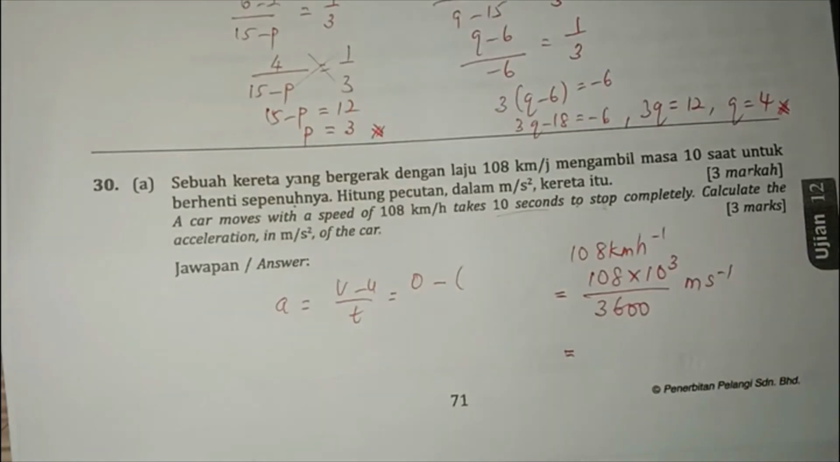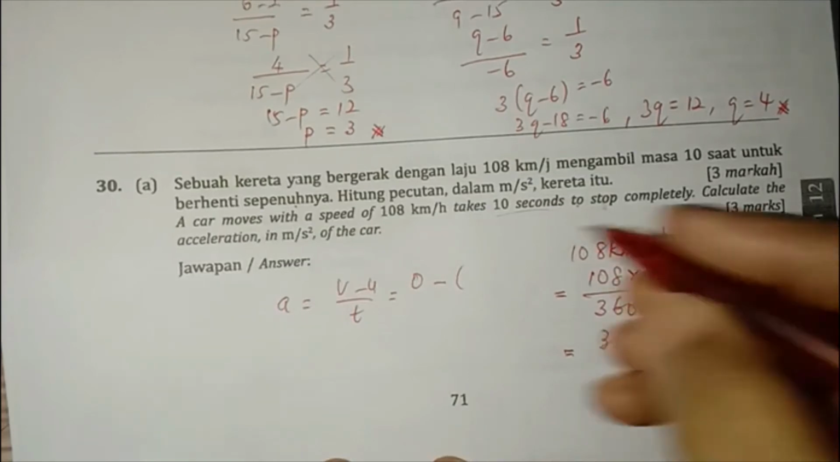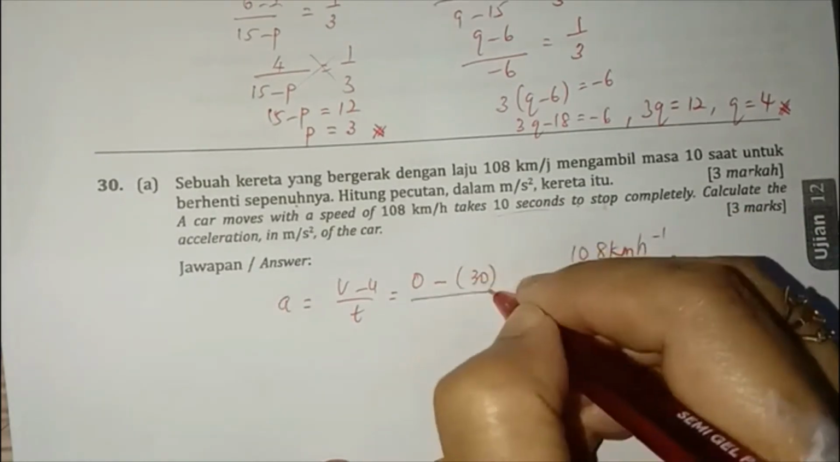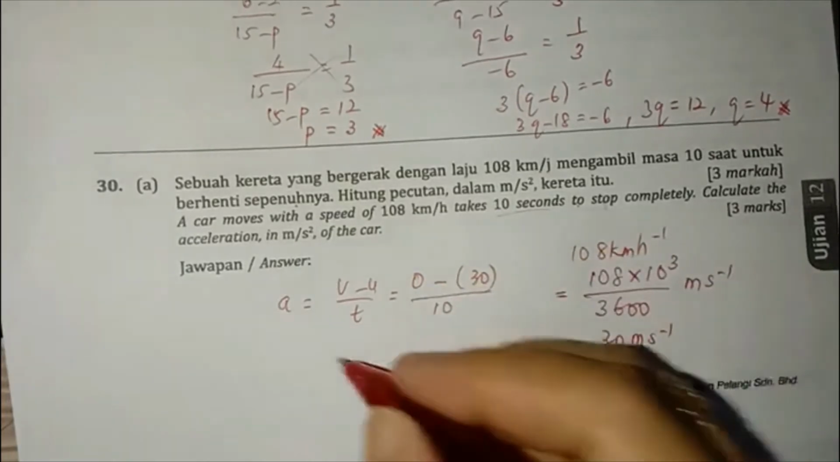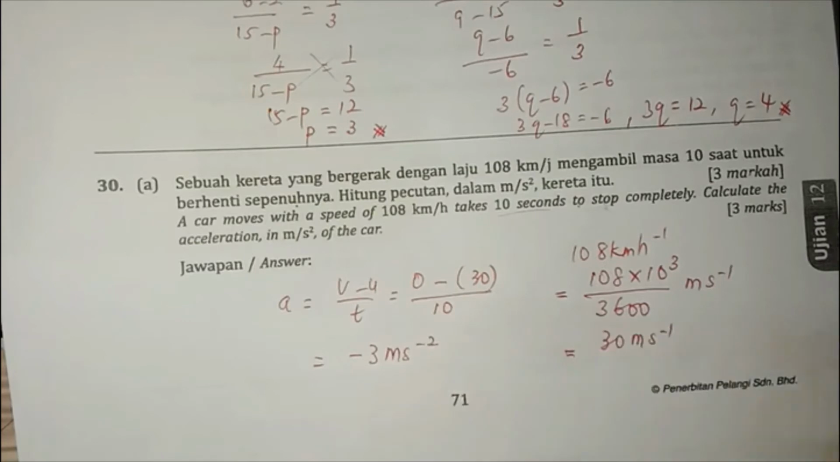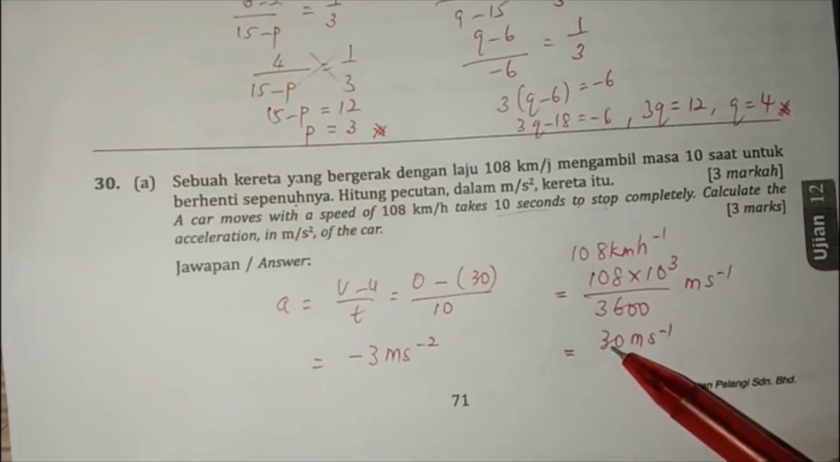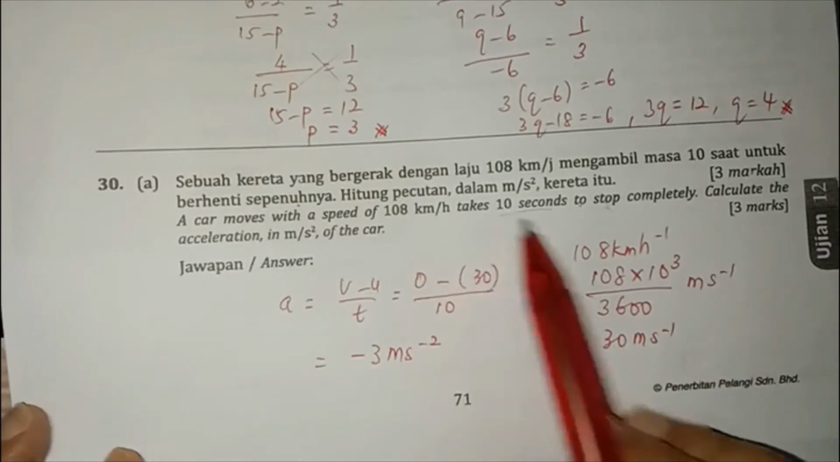So this one you will get it is 30 meter per second. So here is 30 over 10. Okay. So you will get negative 3 meter per second squared. Okay. So this is the conversion of unit. Okay. Change to the required unit.